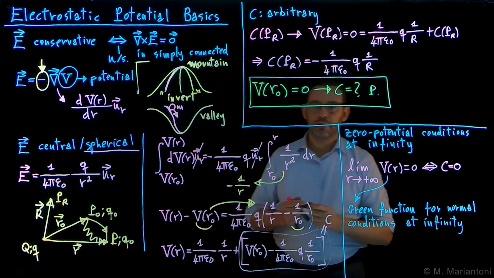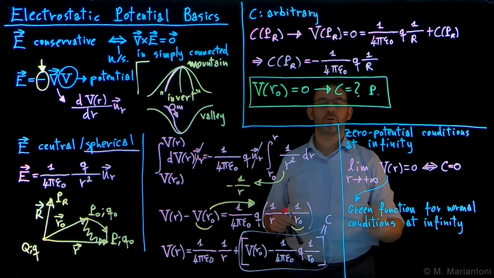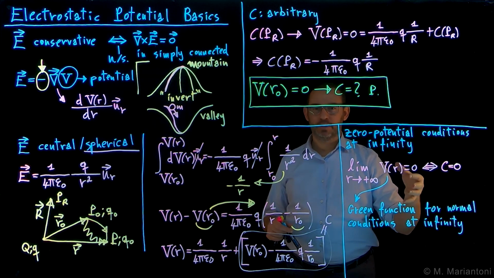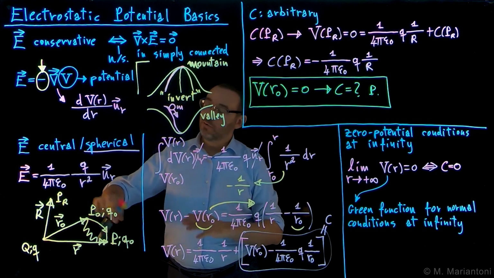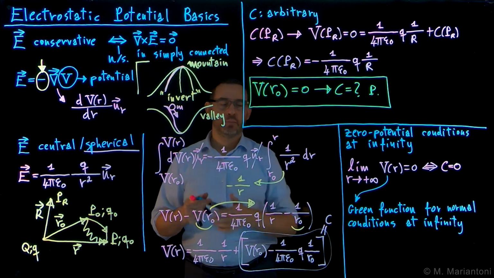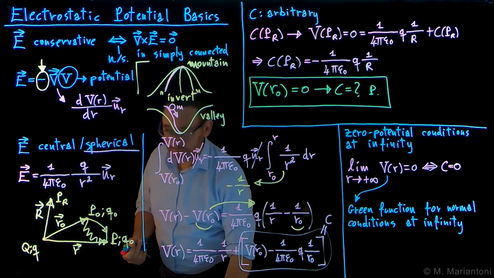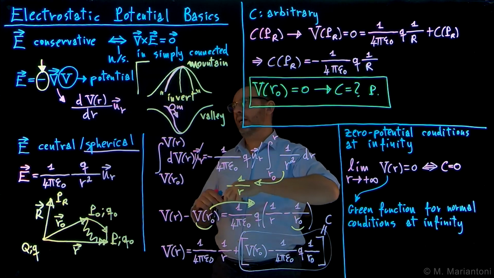Unless otherwise specified, all electrostatic potential functions encountered in this course will be of this type. So we will set C to be equal to 0. This is particularly true for a single point-like charge in space, and it can be true also for any limited charge distribution. All right, so to summarize this video, we introduced the basic concepts of electrostatic potential.